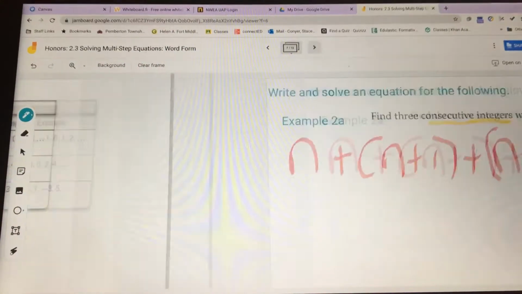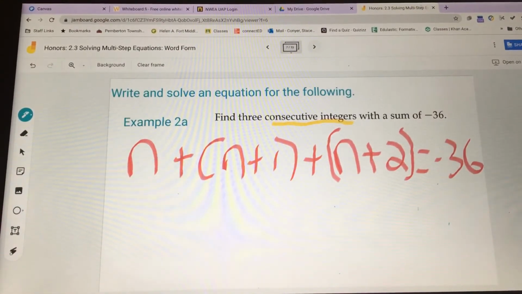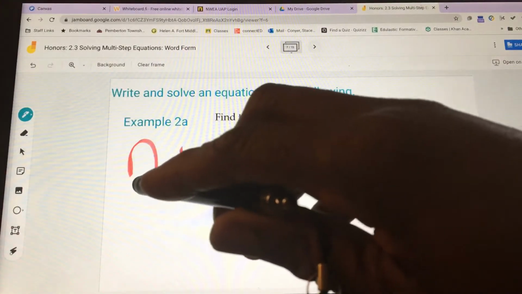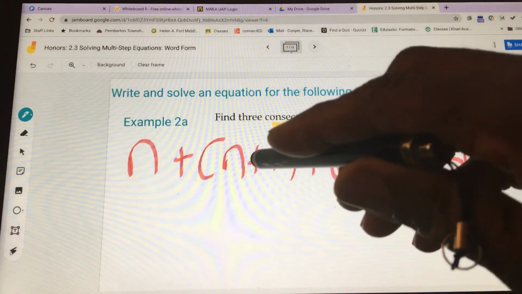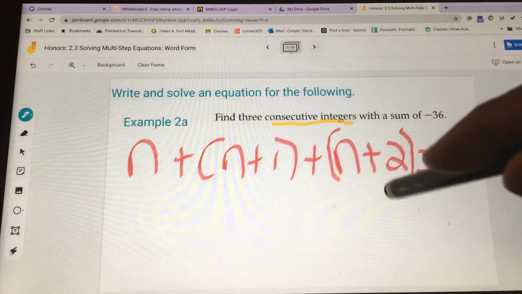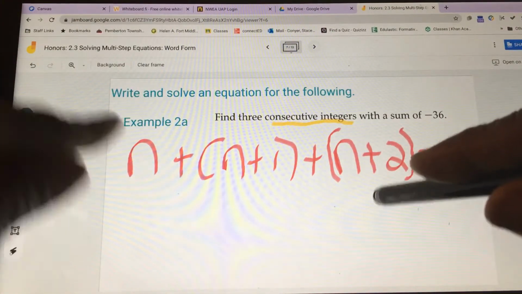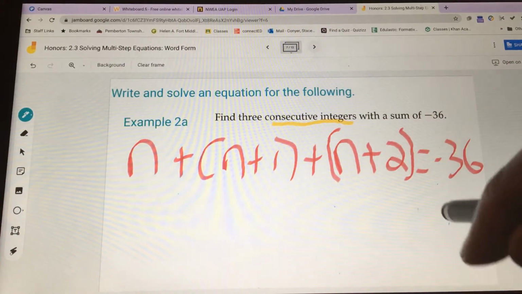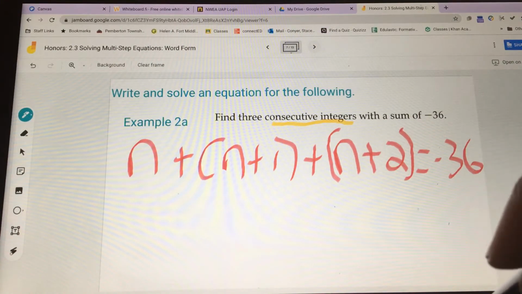Your first example. Find 3 consecutive integers. So that's n, that's the number, and then to get to the next one, you do n plus 1. To get to the next one from n, you would do n plus 2. Then you would just have to solve the equation.